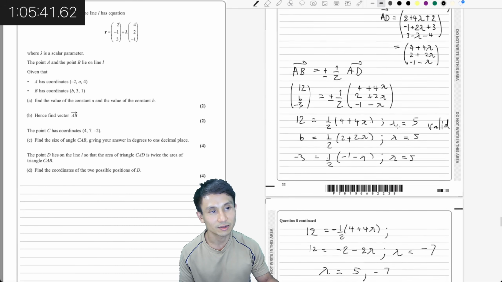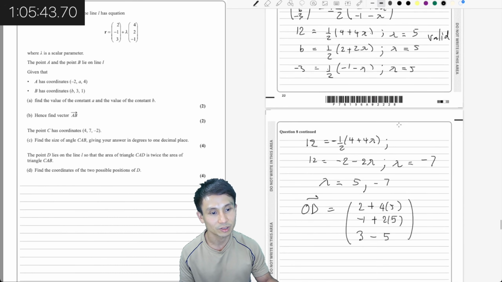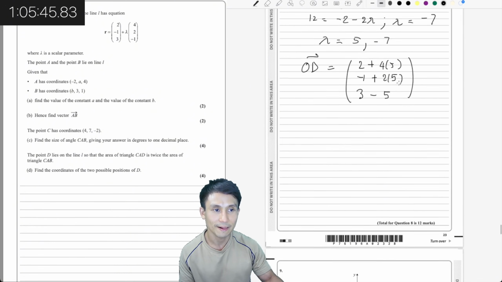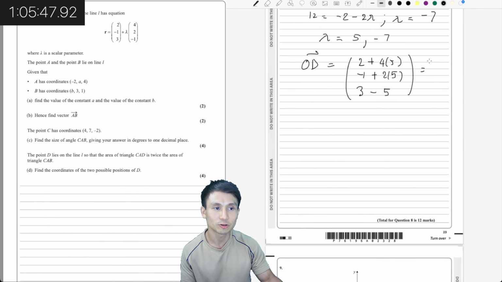See if I got that right. Hang on. Minus 1, 2 lambda, 3. Okay, so that's the first case. So 2 plus 20 is 22. That's 9, and that is minus 2. Or minus 7 substituting in now.